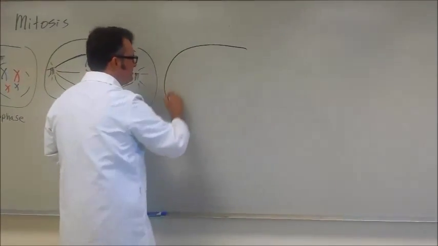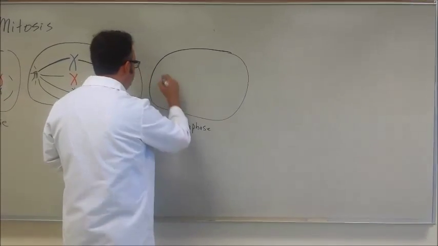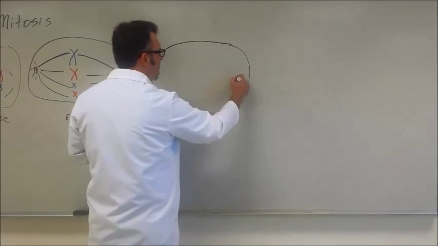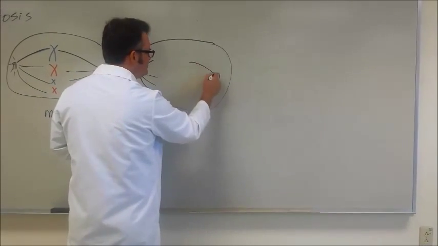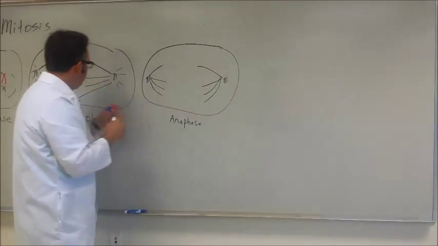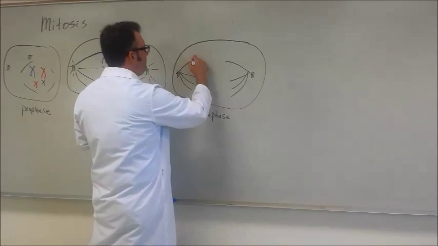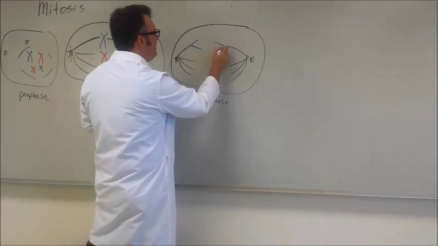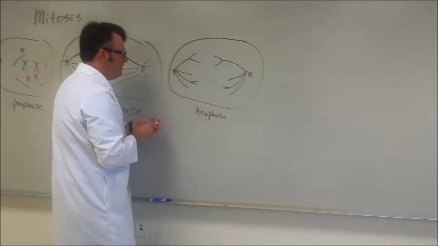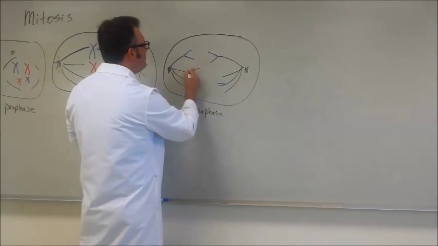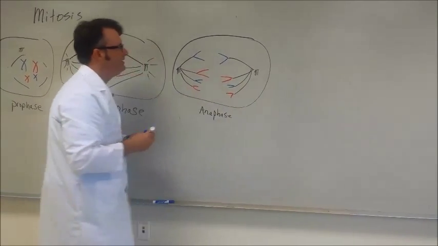In the next phase, called anaphase, the centrioles begin contracting, and something peculiar happens now. The chromosomes split apart. The big blue splits in half, and the baby blue splits in half. The big red splits in half, and the baby red splits in half, just like that.